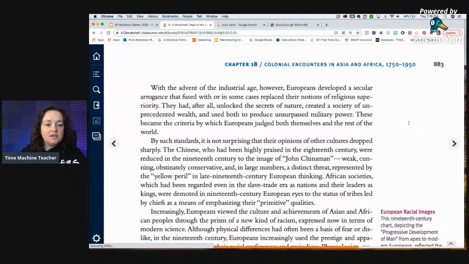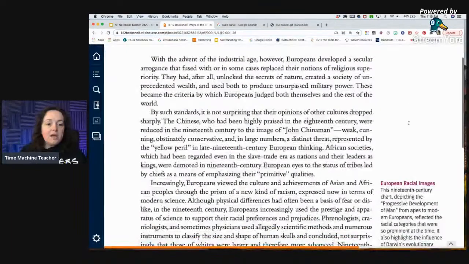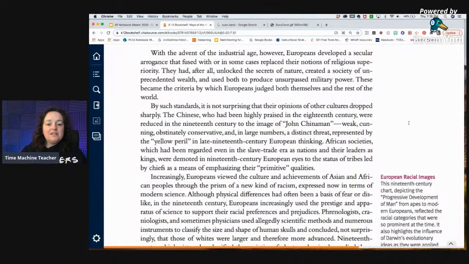Let's see what else it says. With the advent of the industrial age, however, Europeans developed a secular arrogance that fused with, or in some cases, replaced their notions of religious superiority. They had, after all, unlocked the secrets of nature, created a society of unprecedented wealth, and used both to produce unsurpassed military power. These became the criteria by which Europeans judged themselves and the rest of the world. By such standards, it's not surprising that their opinions of other cultures dropped sharply.